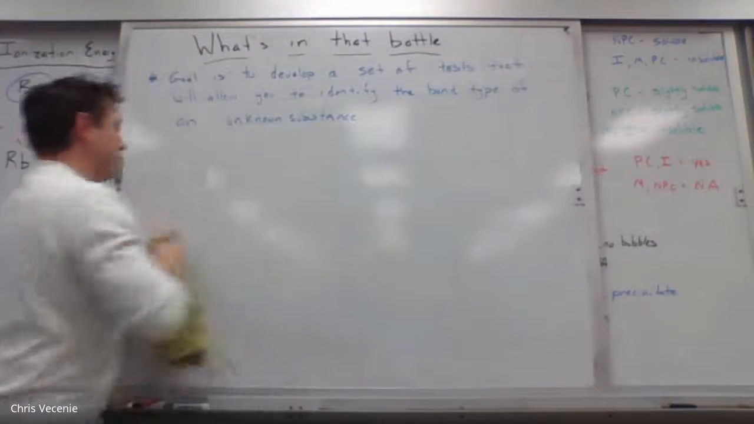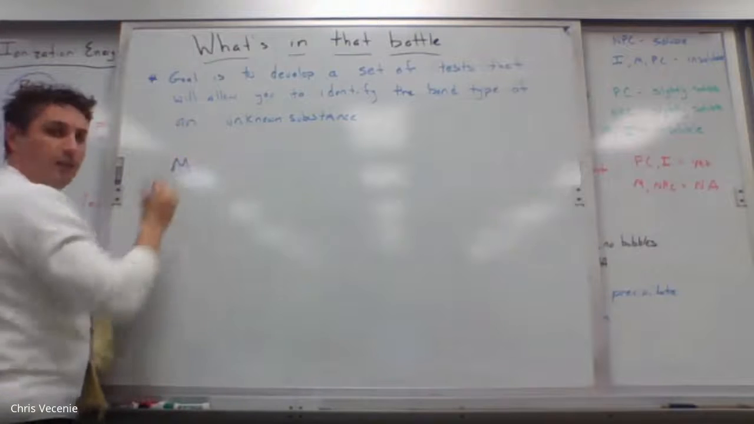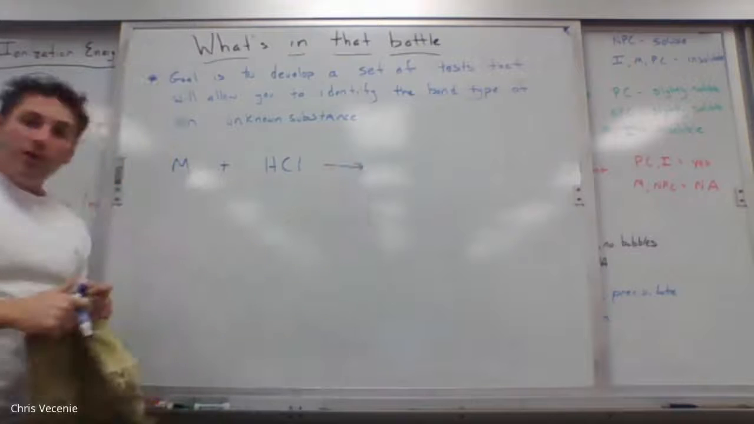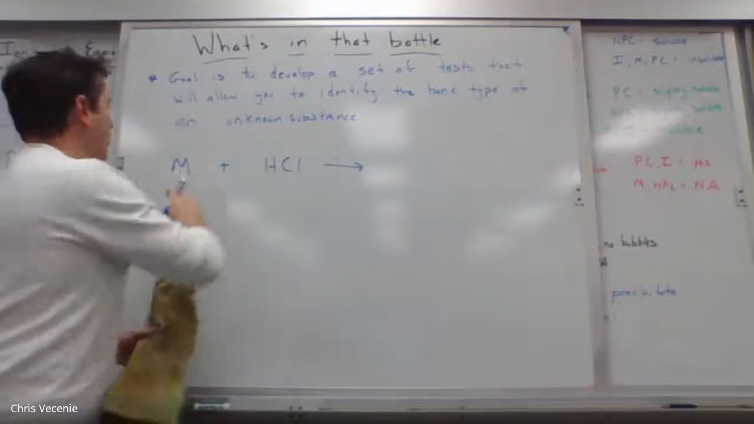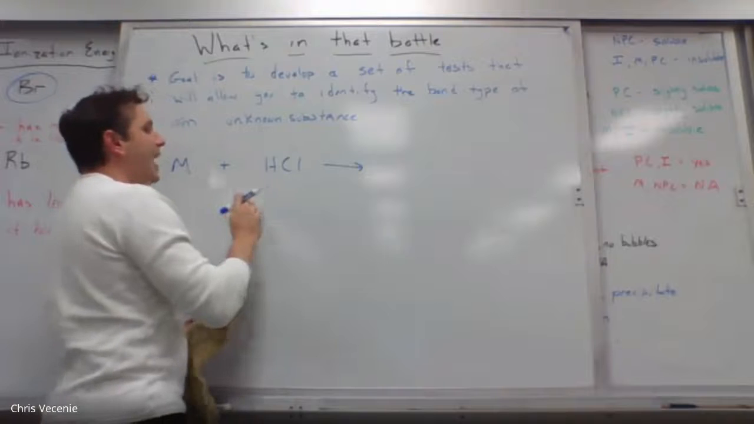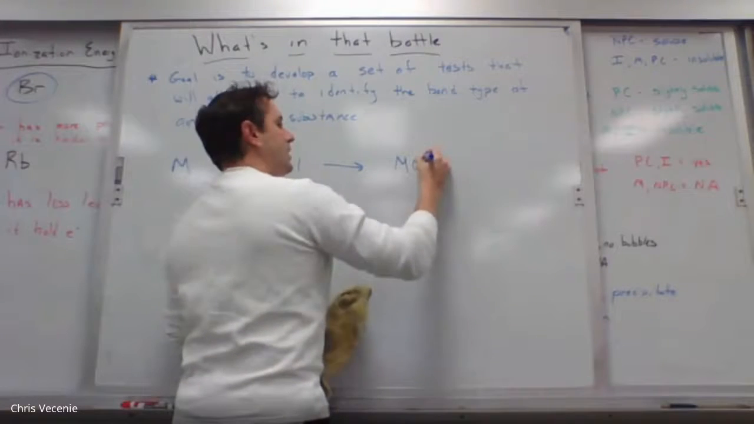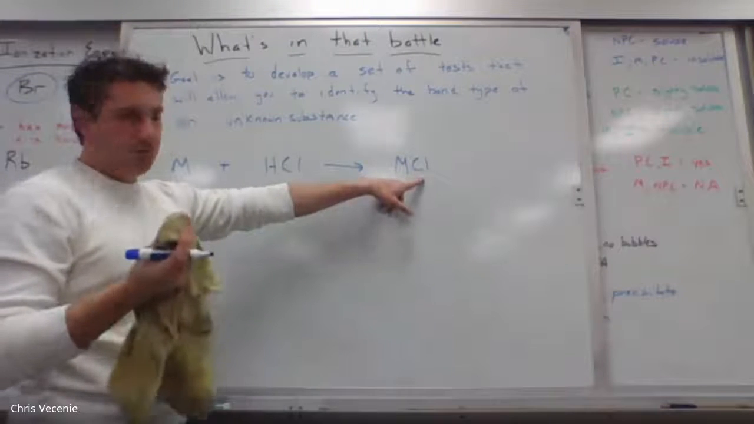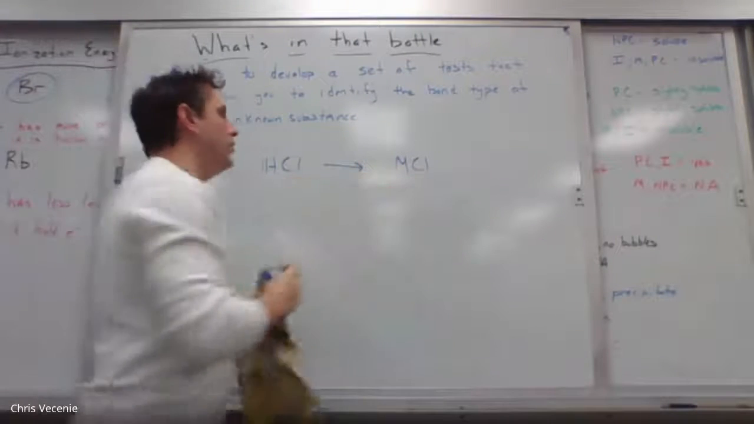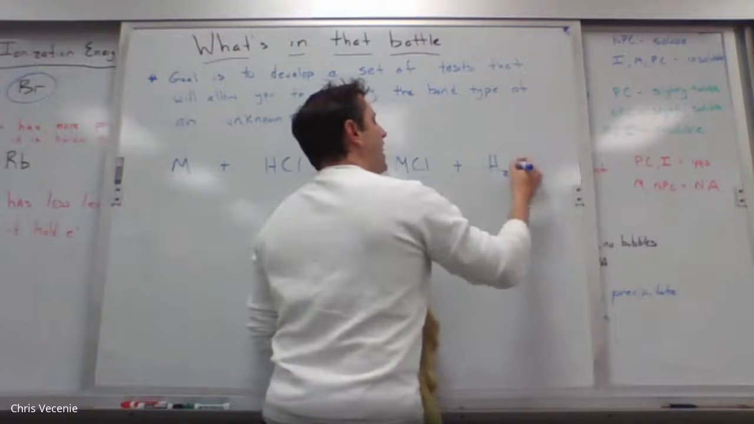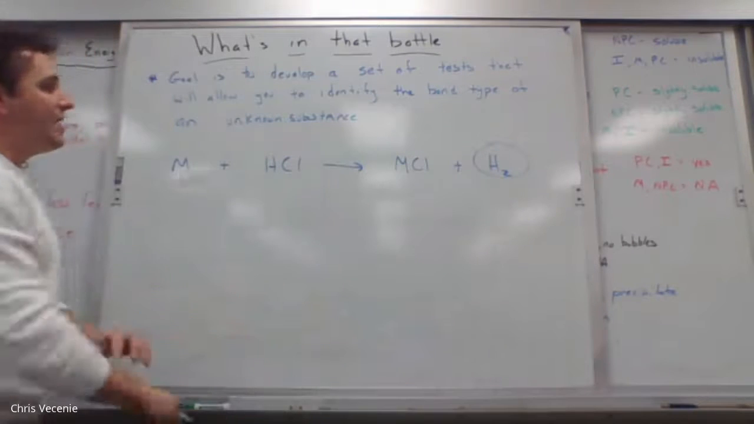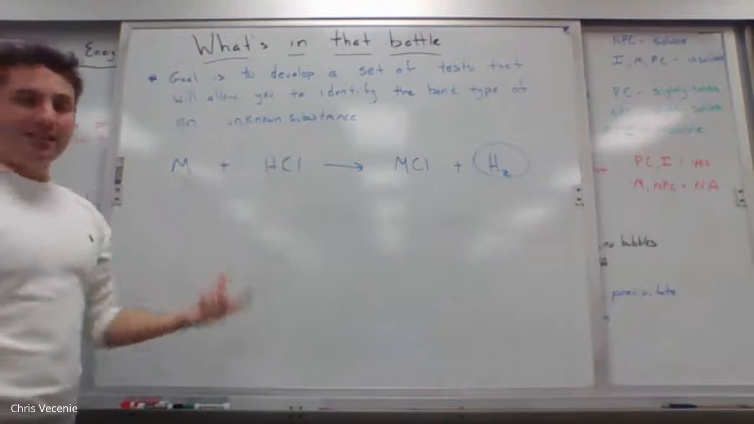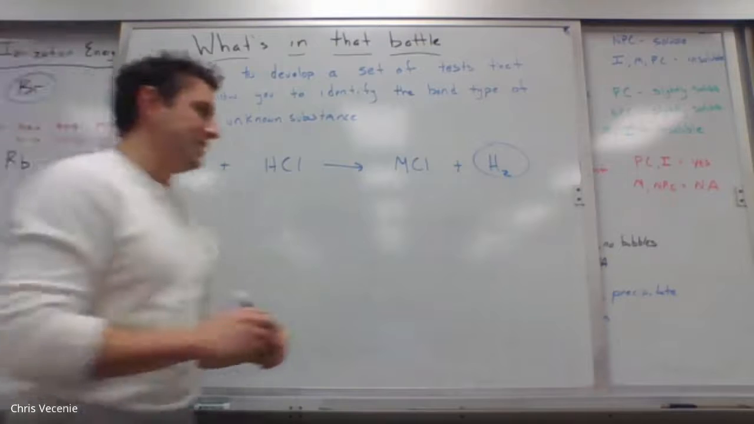If I take a metal and I put it with HCl, it's going to trigger a single replacement reaction where the metal comes in and kicks out the hydrogen. So we'll get some type of metal chloride, which has a really good chance of being soluble because group 17s are soluble. And I'm going to get hydrogen gas by itself. So if I get a metallic substance, it is going to create bubbles because it's going to evolve hydrogen gas.